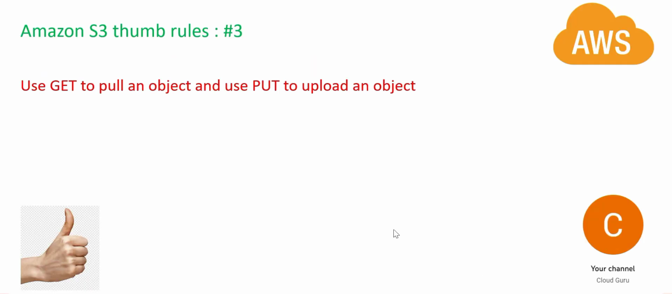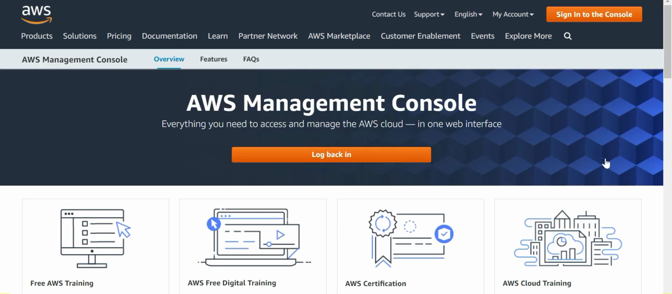So simple rule number 3 says if you want to pull an object, you fire get, and if you want to upload an object, you fire put. These are all API commands, though you can also use AWS management console to upload a file or upload an object, download an object, and so on.